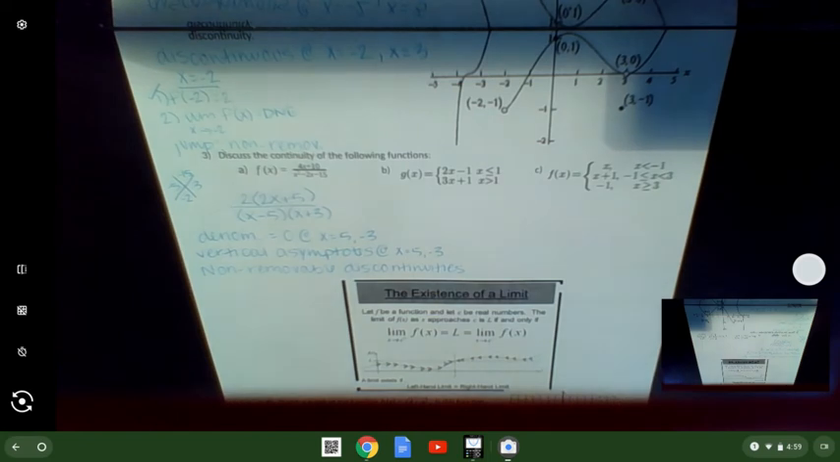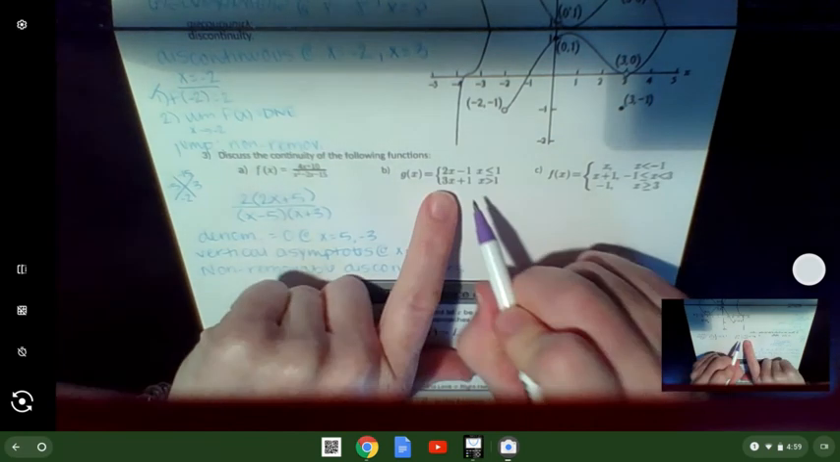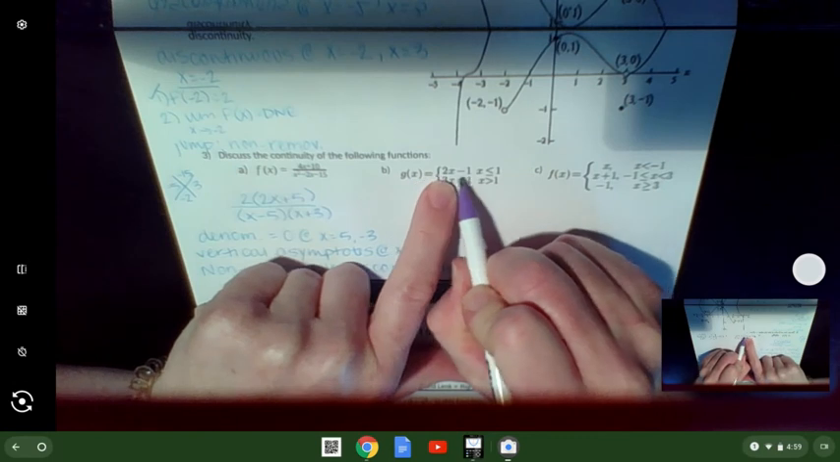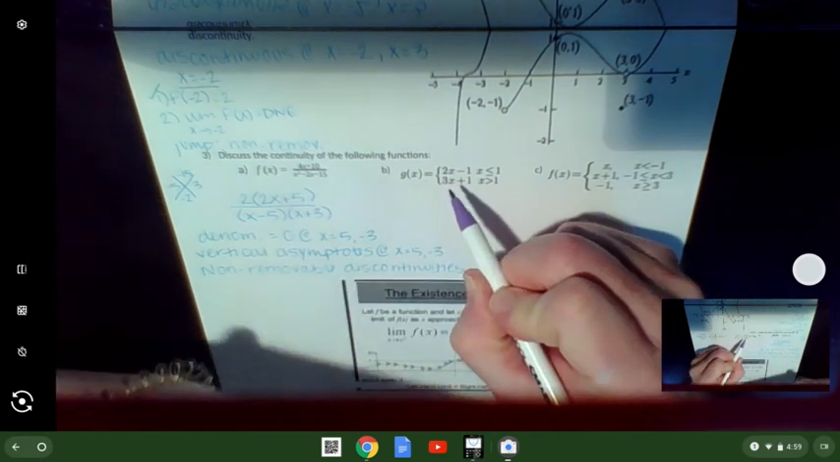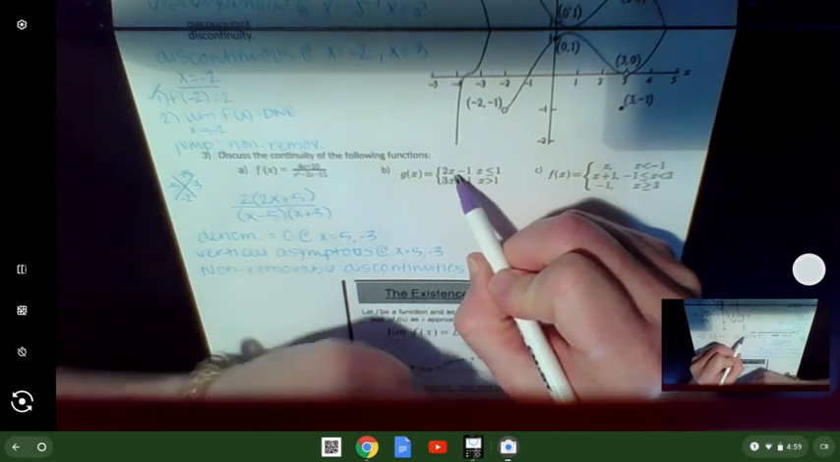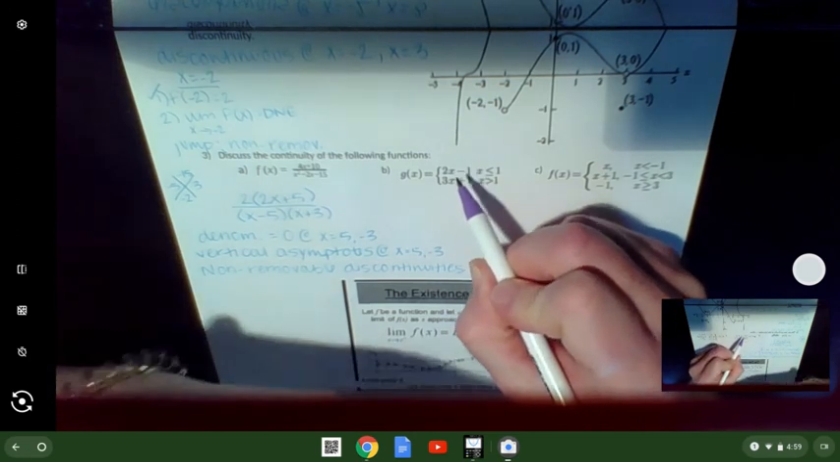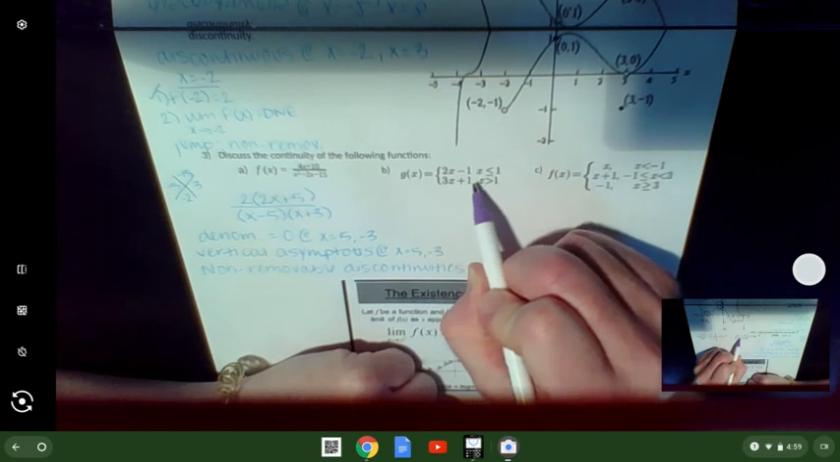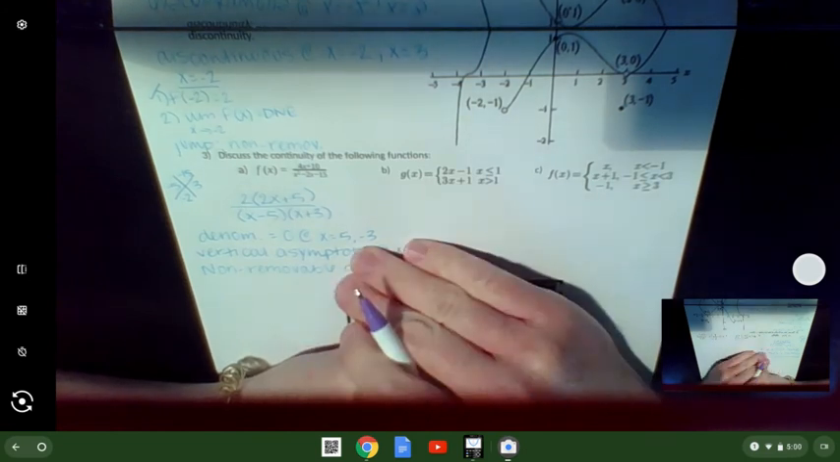So let's talk about continuity. Where could a piecewise function potentially be discontinuous? Well, I need to look in 2 places. We need to look, one, within each piece of the function first. So I'm going to look in this one. The first piece, 2x minus 1, is a line. I'm going to ask myself, do lines have the potential to be discontinuous? The answer is no. Lines are always continuous by themselves. 3x plus 1, continuous by itself.